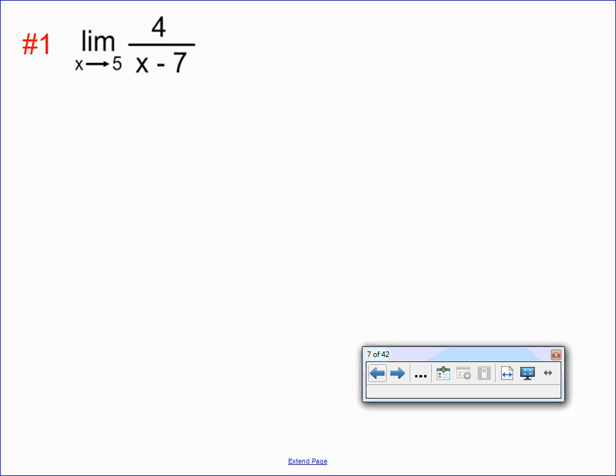So my original result, when I let x approach 5, I get 4 over 5 minus 7. So is my x value of concern, 5, in the domain of the expression? It most certainly is. It looks like I get 4 over negative 2. That certainly is defined, and I get negative 2. So by golly, it looks like we're okay.